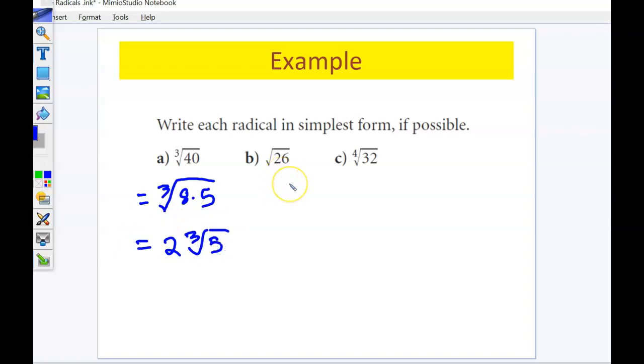Now, the square root of 26, okay? Well, the only factors of 26 are 1 and 26 and 2 and 13, and none of those are perfect squares, so that is already in simplest form. The fourth root of 32, we want to look for factors of 32 that are perfect fourths, and that would be 16 times 2, and the fourth root of 16 is equal to 2, so I'm left with 2 fourth root of 2.